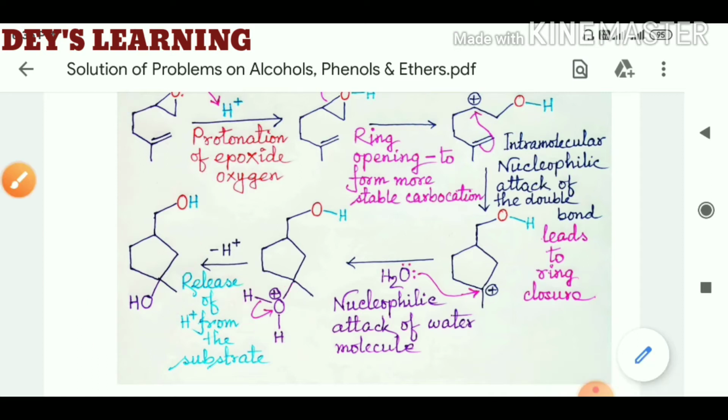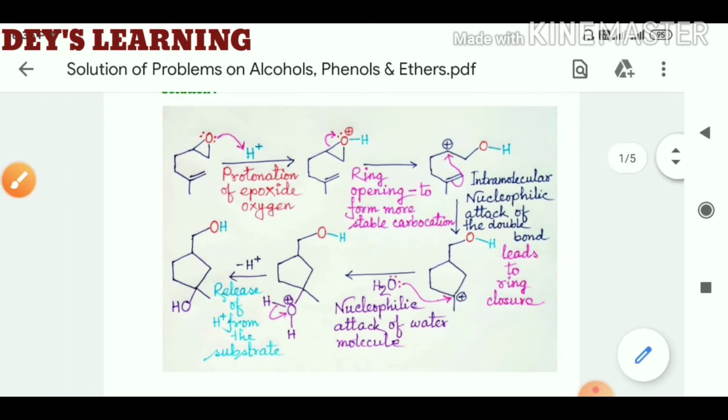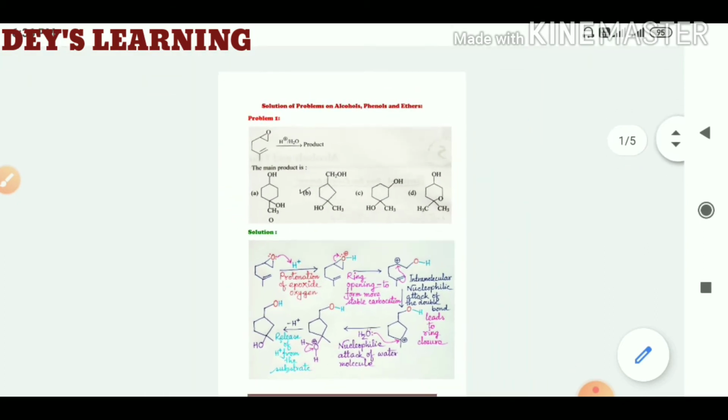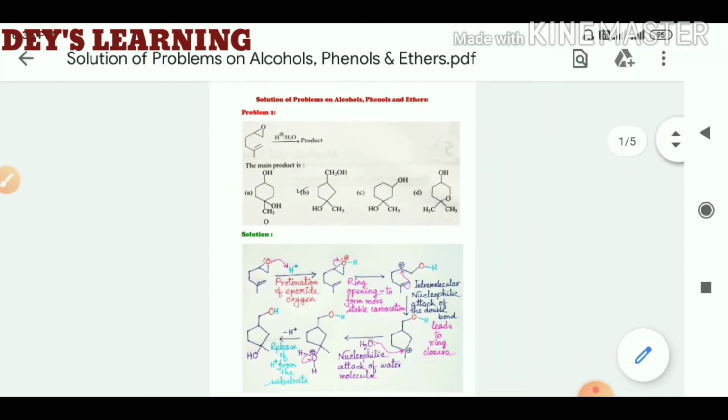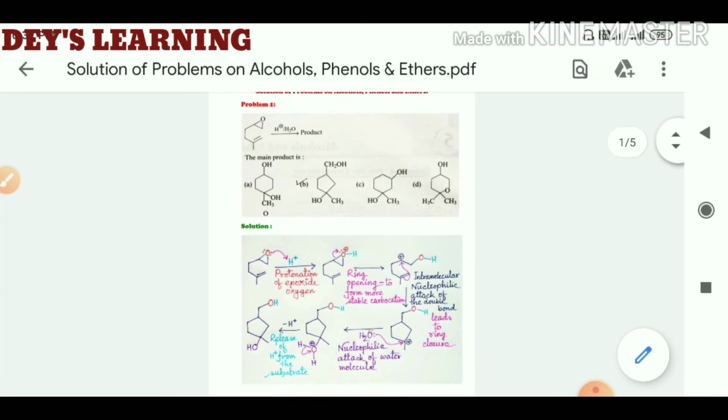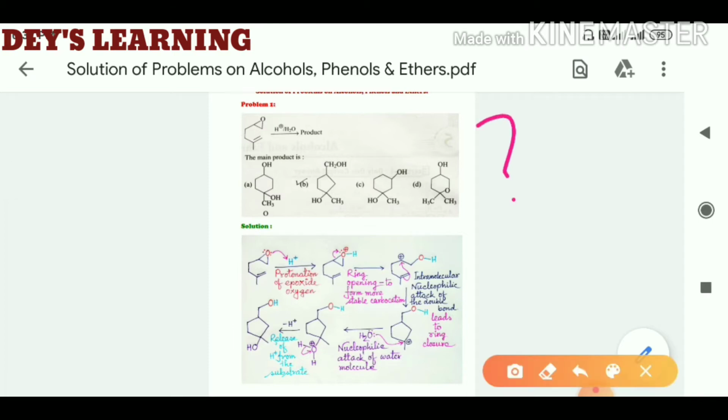So this is the solution of the above problem, and we see the problem and the solution in the same screen. So this is our problem and this is our solution, and of course the option B is our correct answer. So let's move to the next problem.